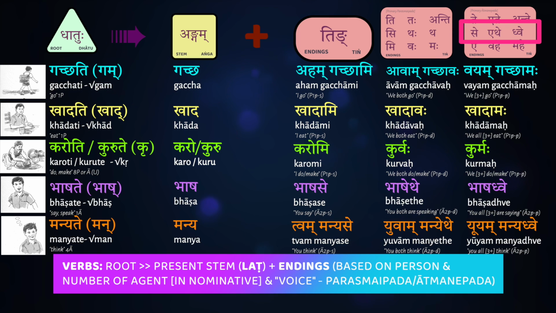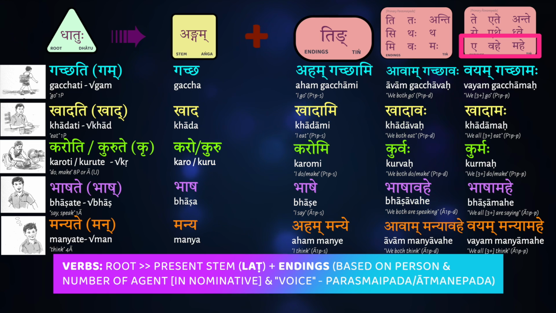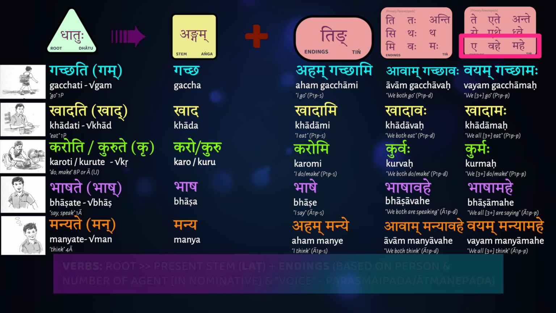For second person, we'll have tvam manyase, you are thinking. Yuvam manyete, the two of you are thinking. And yuyam manyadhve, you all are thinking. That was hard to remember for me. Finally, for the first person, we'll have aham manye, I think. Avam manyavahe, and vayam manyamahe, we think, three or more. So these are the Parasmaipada and Ātmanepada endings for the different types of verbs.